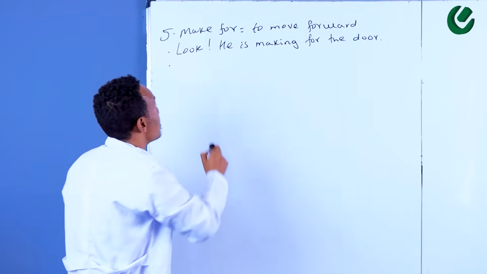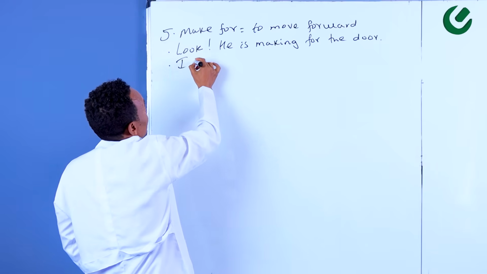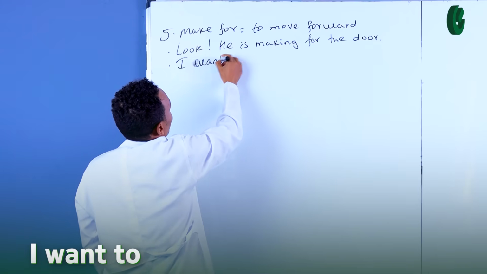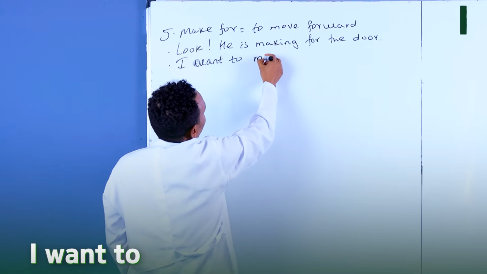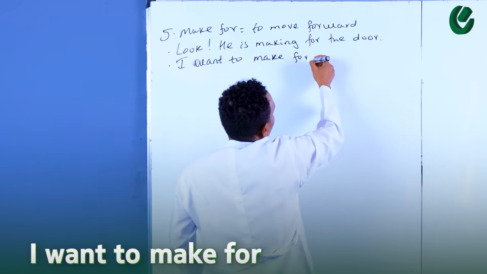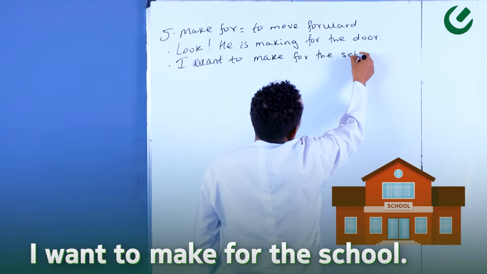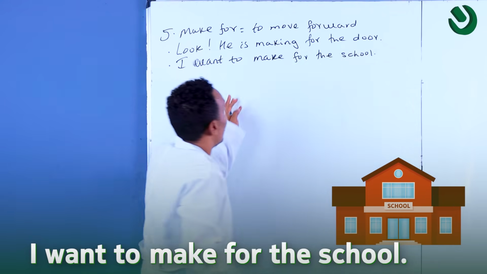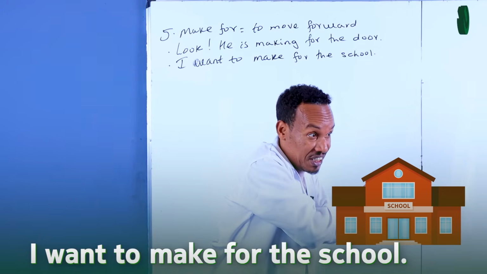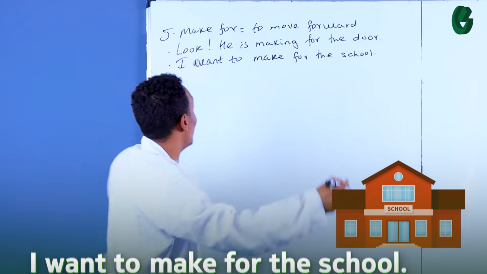I want to make for in my career maybe. I want to make for my career, or you can say I want to make for the school. The school, yes. Yeah, you're moving. All right. I want to make for the school means I want to just move forward to the school. Do you understand me? So that's the meaning of make for. Is it clear? Okay, very good.